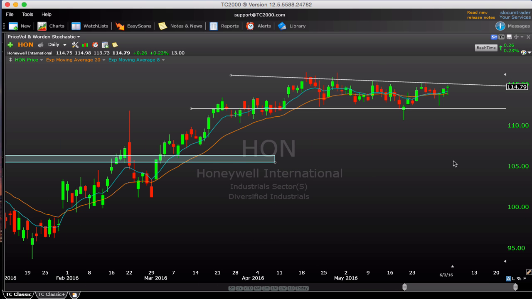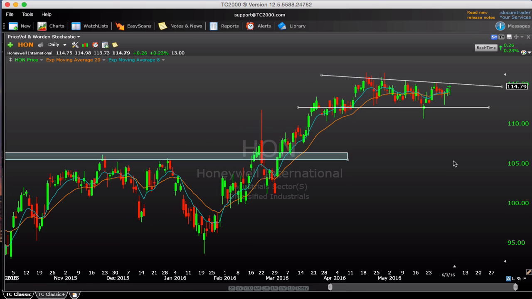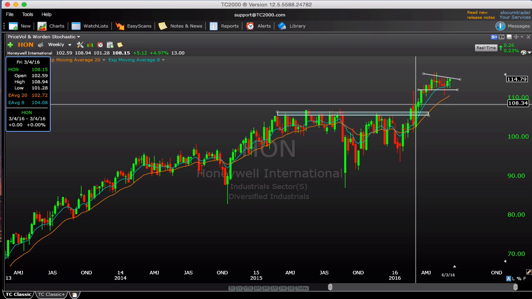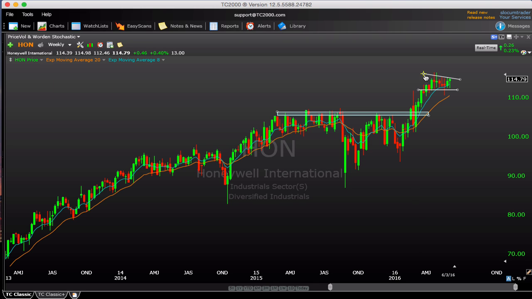HON, Honeywell here, getting nice and tight at all-time highs. Notice here, I like the big breakout that happened basically in March. So this move higher in March out of this bigger consolidation pattern, and now it's basing higher yet again with this tighter, smaller continuation looking pattern.